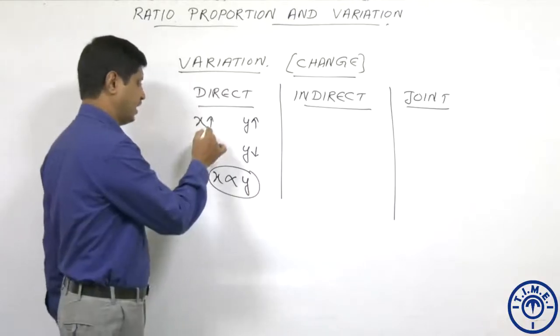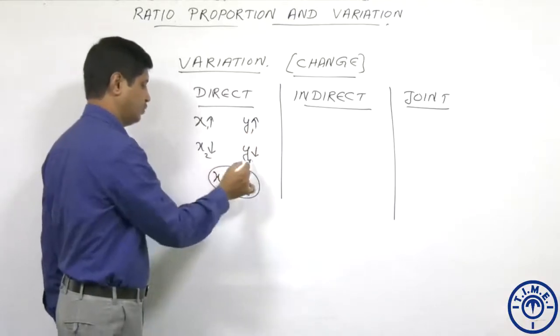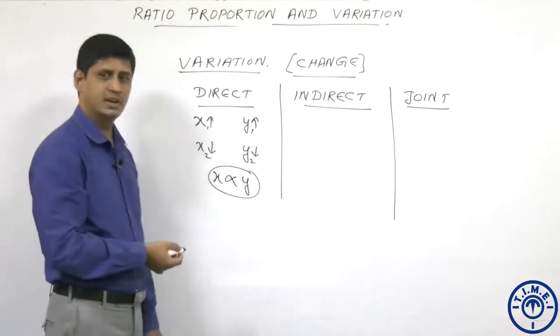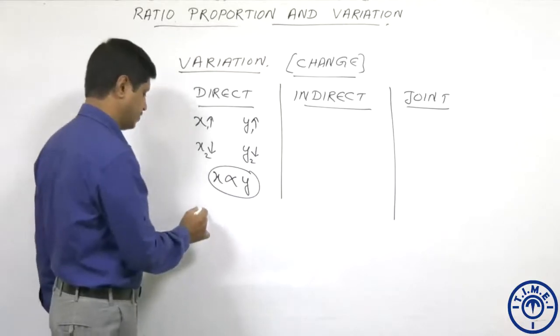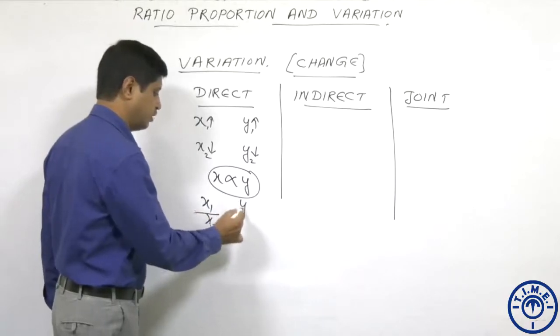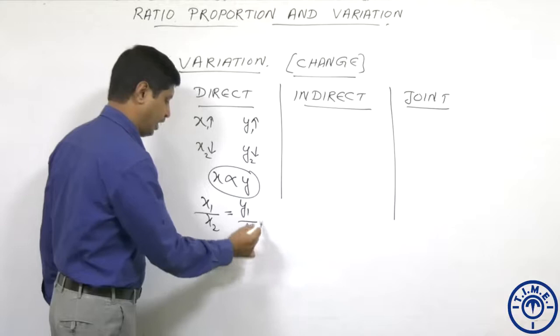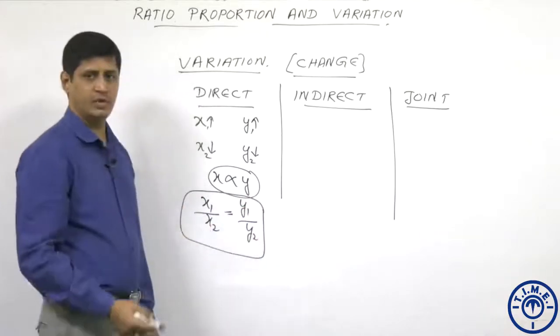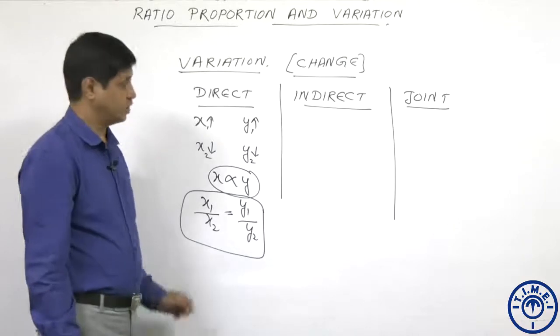Now let us take x1, y1, x2, y2. Now there are two variables. The proportion here is direct, so what is the relation we get? The relation is x1 by x2 is equal to y1 by y2. This is the relation between the variables when they are in direct proportion.